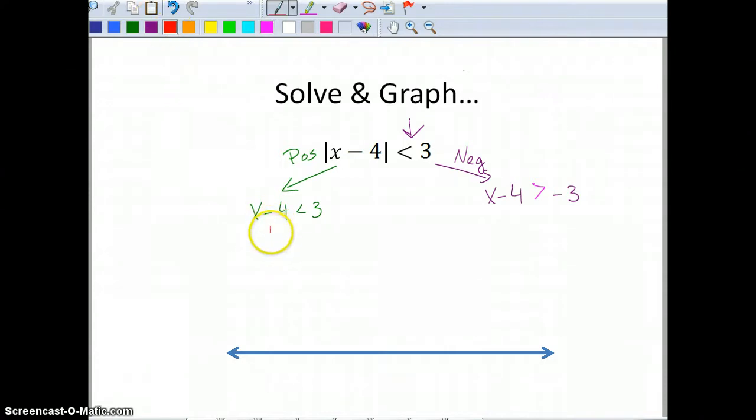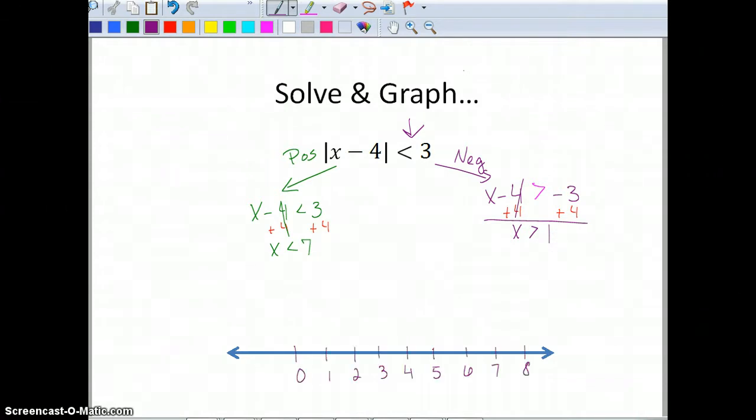So on the first one, I'm going to add 4 to each side. Negative 4 plus 4 adds up to 0, so now I have x is less than 7. Let's do the other one. I'm going to add 4 to both sides. So now, negative 4 plus 4 adds up to 0, so I have x is greater than negative 3 plus 4, which is 1.